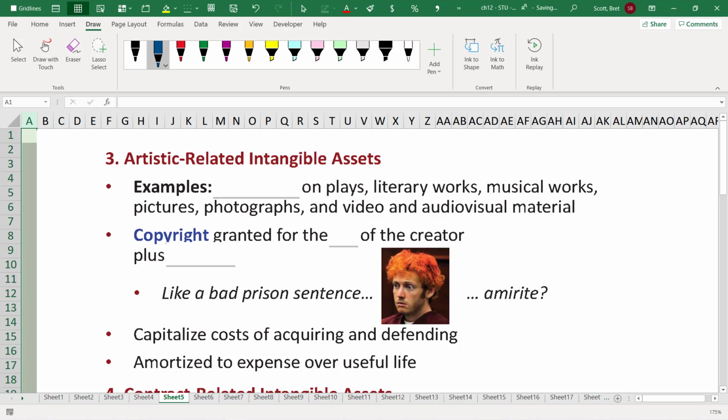Next one is artistic, right? You're probably used to these kinds of things: artists, music artists, painters, etc. These types of intangible assets are usually protected under copyright laws. So copyrights on plays, literary works, musical works, etc. Copyright is granted for the life of the creator plus 70 years.